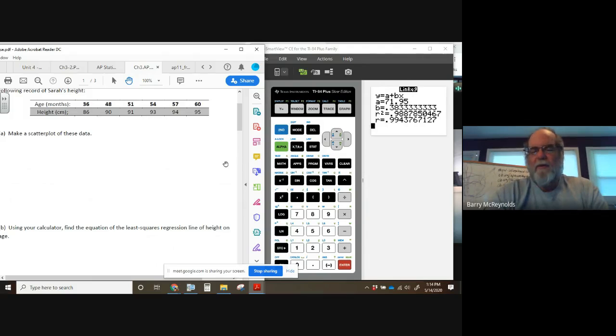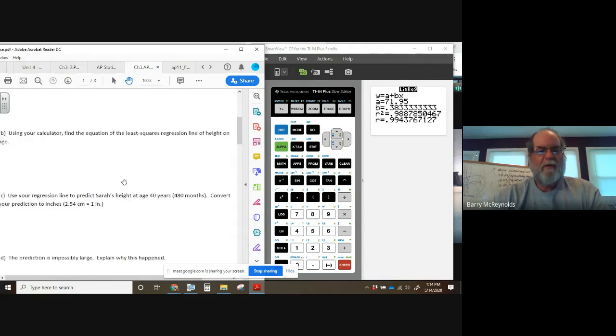There's practically no other variable that has any influence on Sarah's height except her age. And so R squared, again, being a very, very high number, very, very close to 1, describes that this is an incredibly powerful regression.